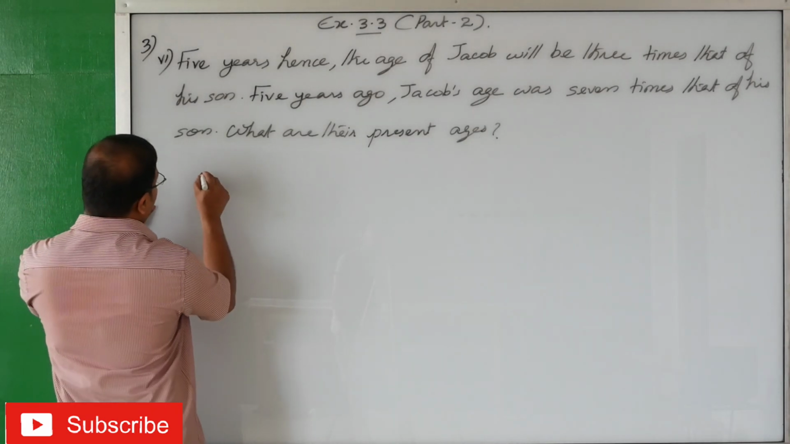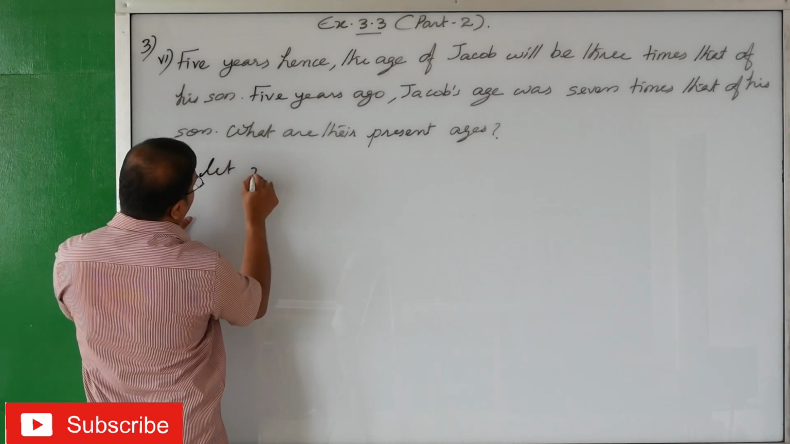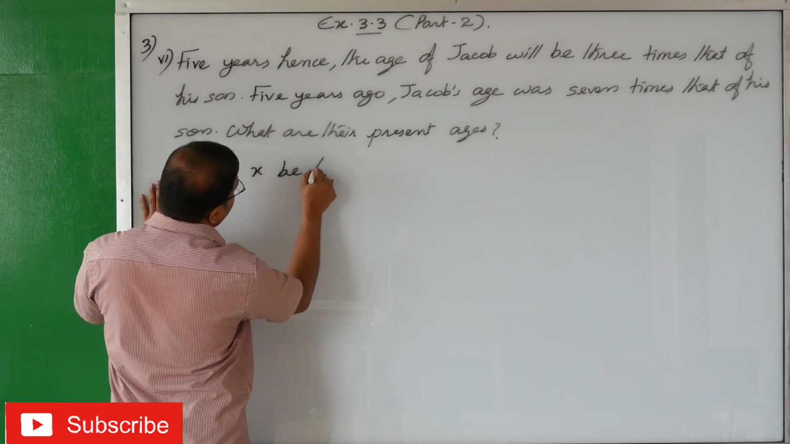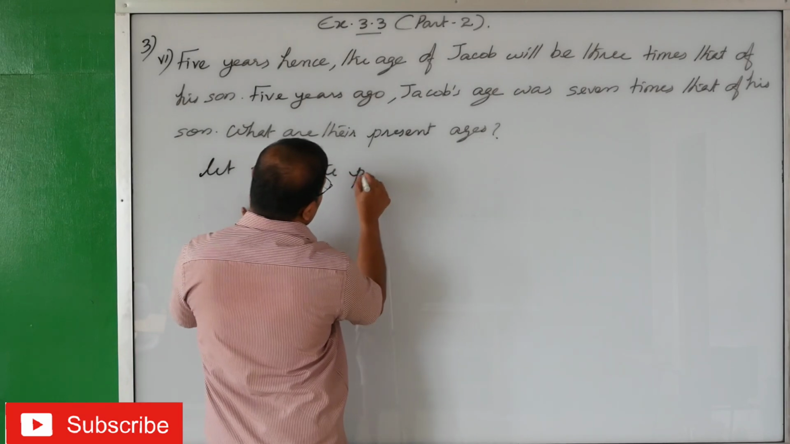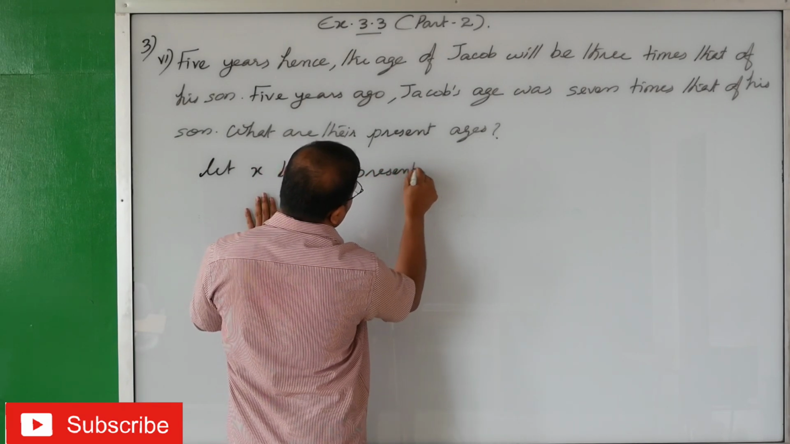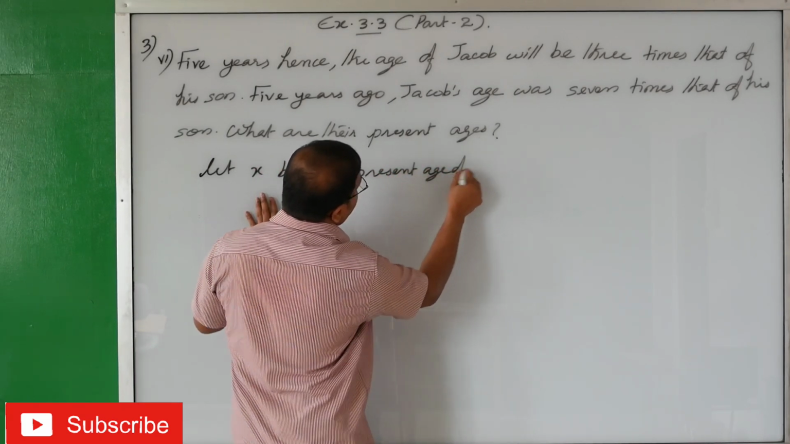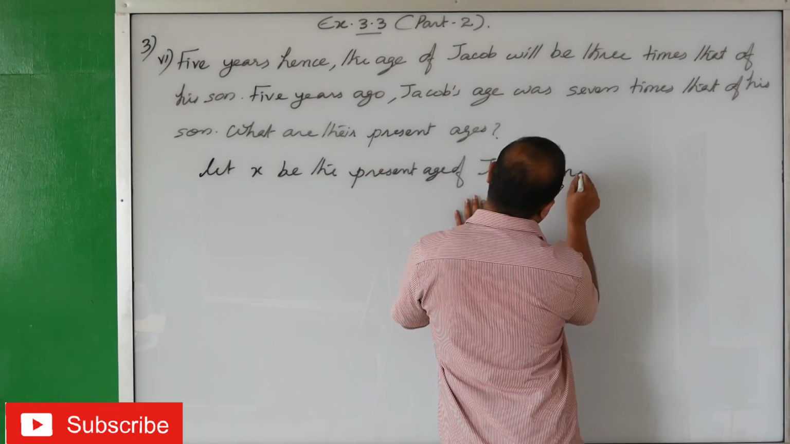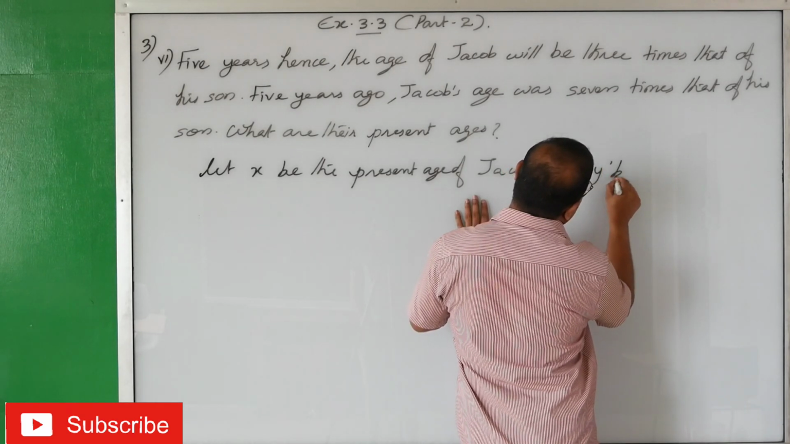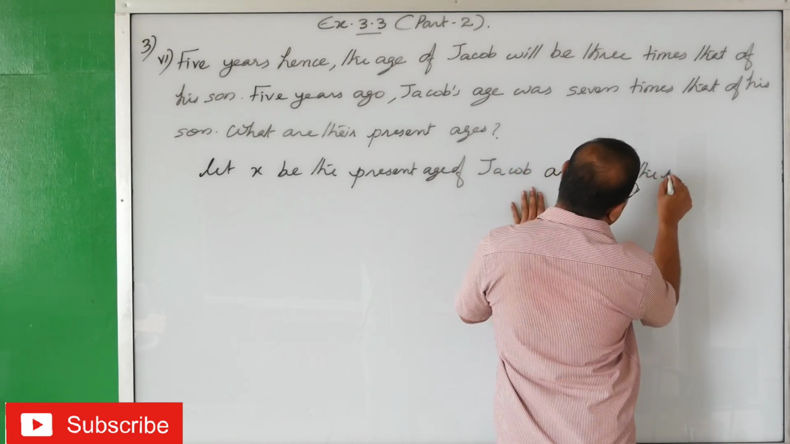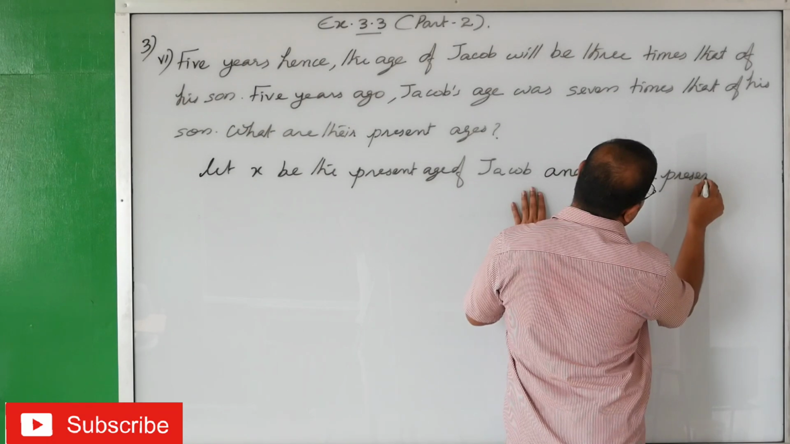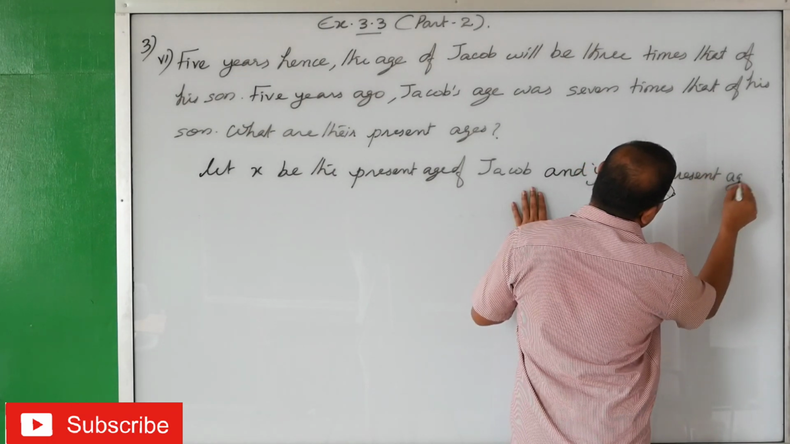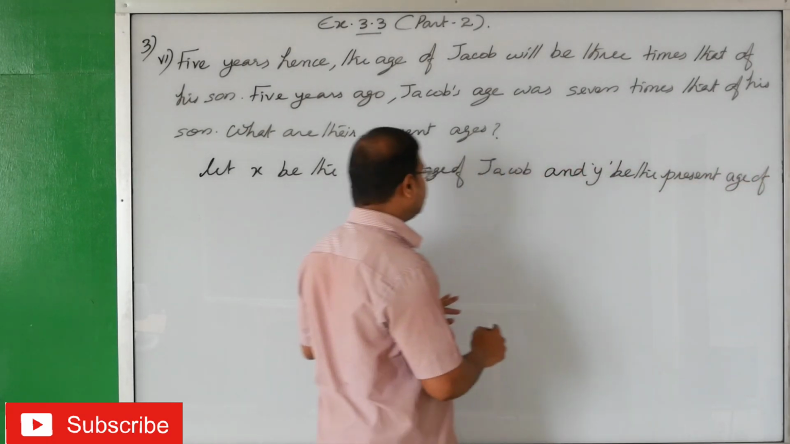Ready? So first we'll write, let x be the present age of Jacob and y be the present age of his son.